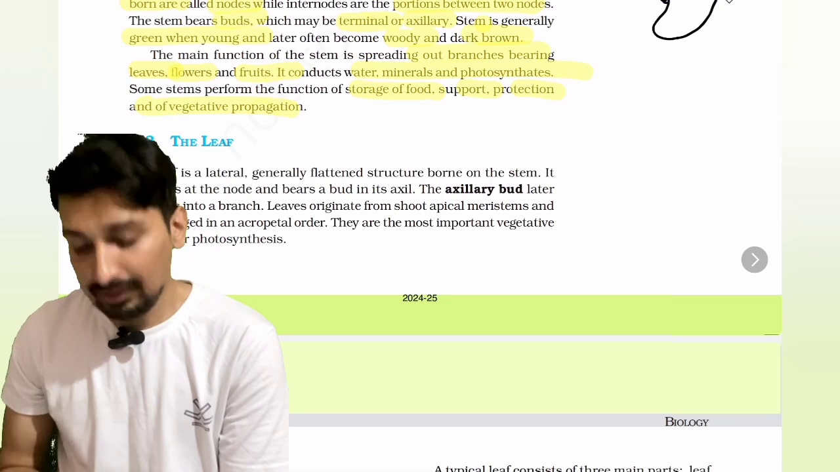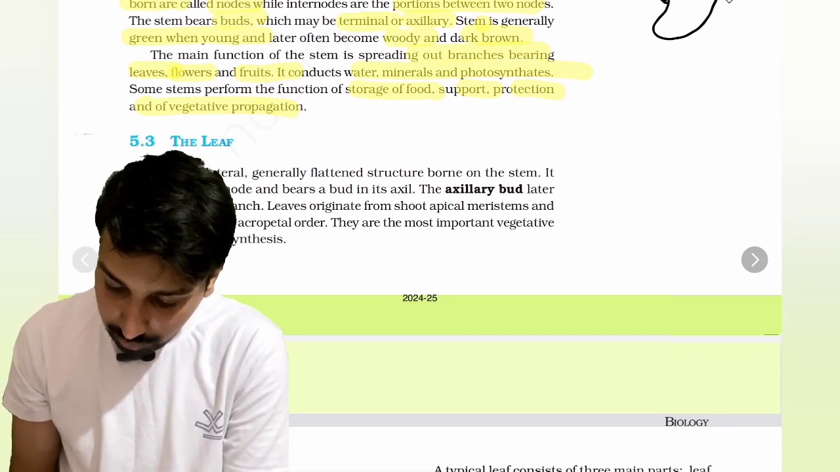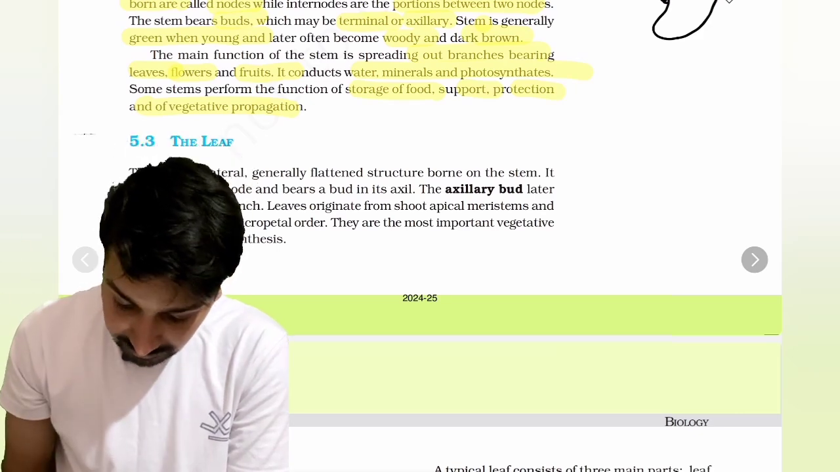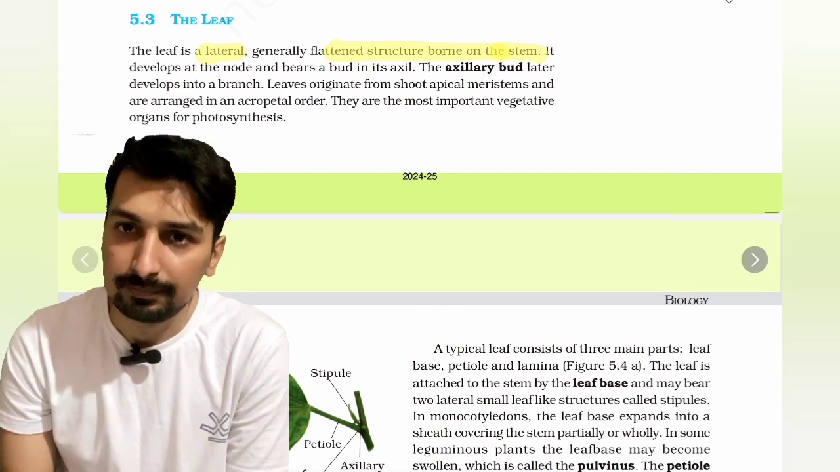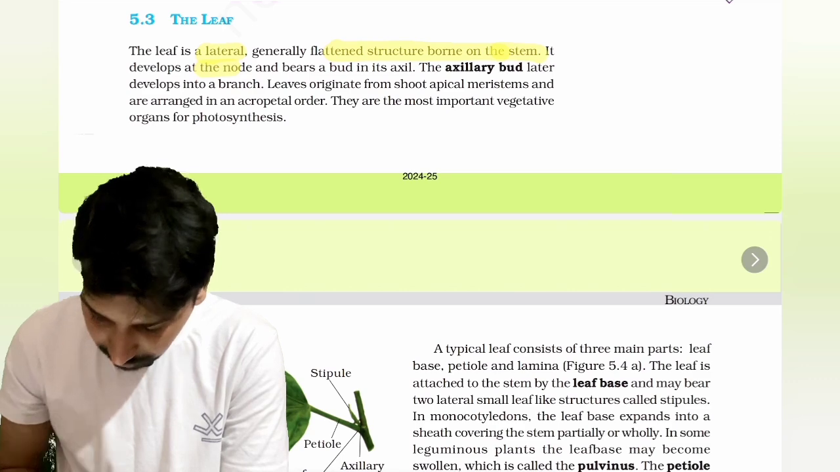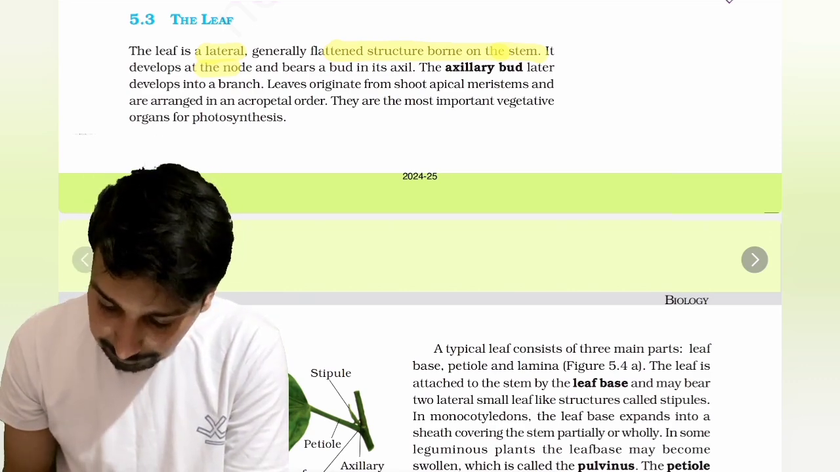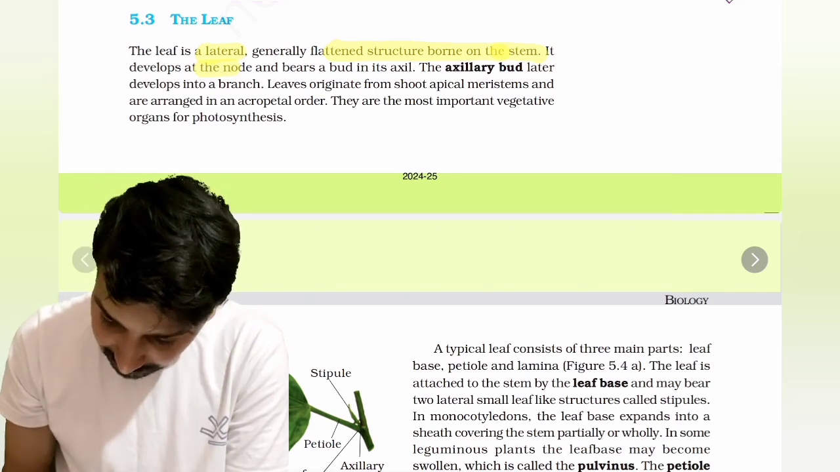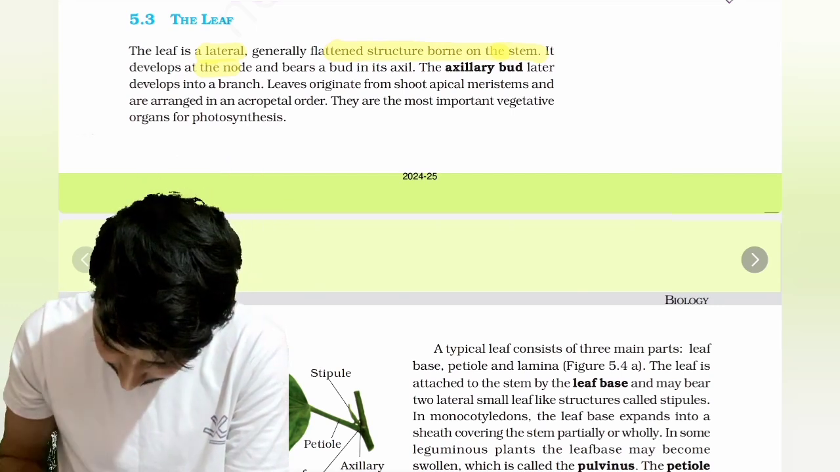Leaf now. So leaf is lateral, generally flat in structure, borne on the stem. So leaf is present on the stem and it is lateral. It develops at the node and bears a bud in its axil. It develops on the node. This part is known as node. It comes out from the node and bears a bud in its axil. So the axillary bud later develops into a branch. Axillary bud can develop into branch.